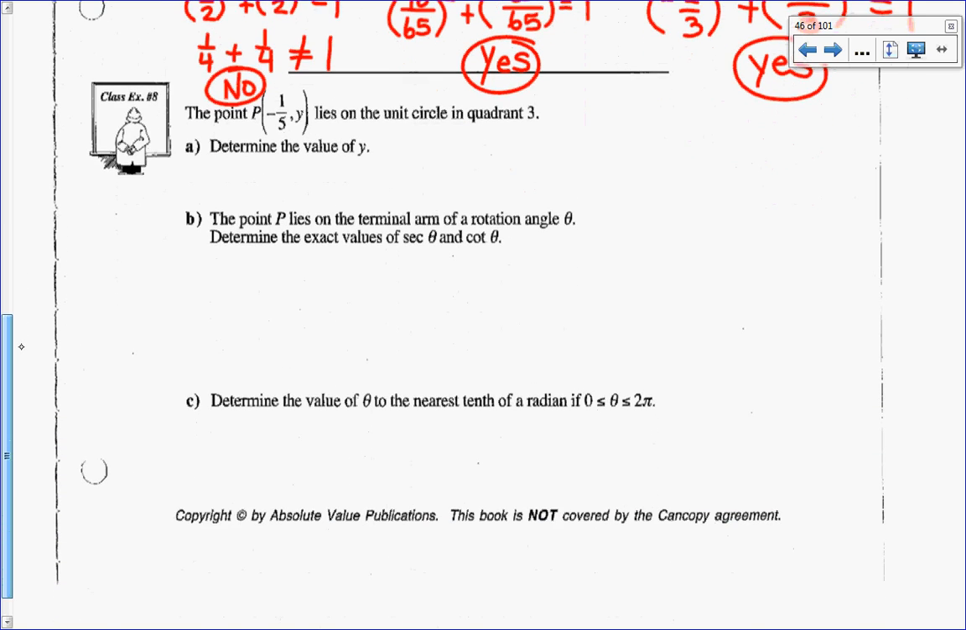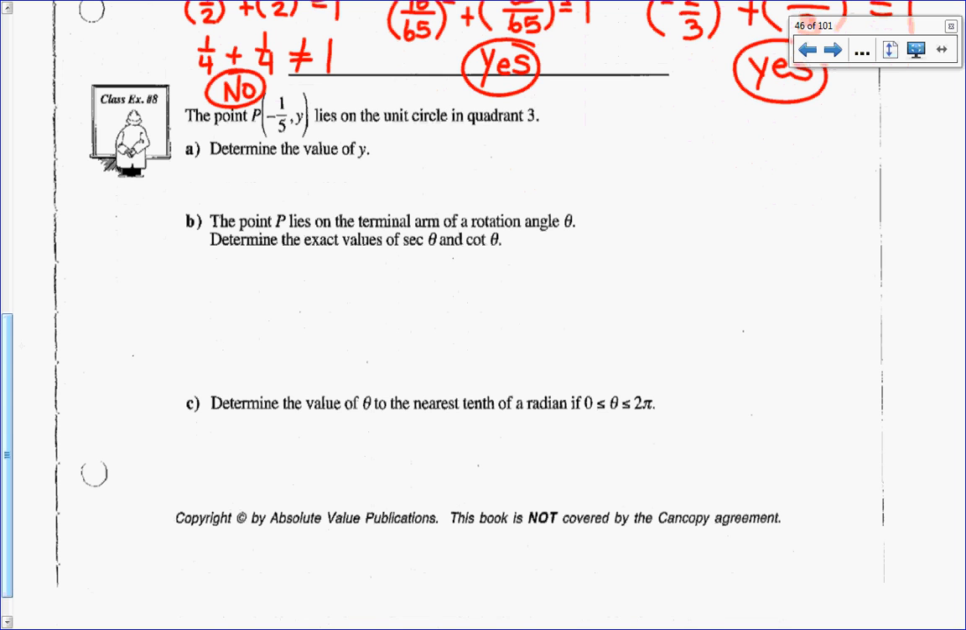All right, class example number 8. The point where our x is negative 1/5 and our y we don't know lies on the unit circle in quadrant 3. Determine the value of y. Okay, so we're just going to go back to our formula for the unit circle. So we know that negative 1/5 squared plus y squared would have to equal, if it's on the unit circle, 1, right? Okay, so what that's saying is 1 over 25. If you square negative 1/5, it's going to be positive. So I got 1/25 plus y squared equals 1.